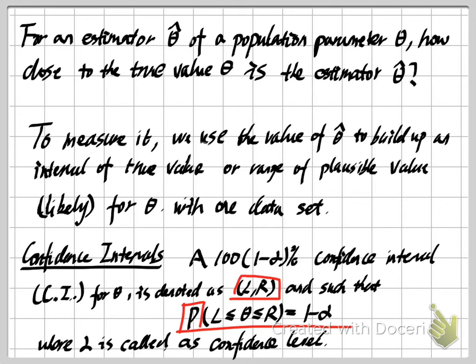Then in the next video I will start to talk about, if we know specific assumptions about the population distribution or sample distribution, how we can use the tables to help us find the left and right endpoints L and R for this confidence interval.